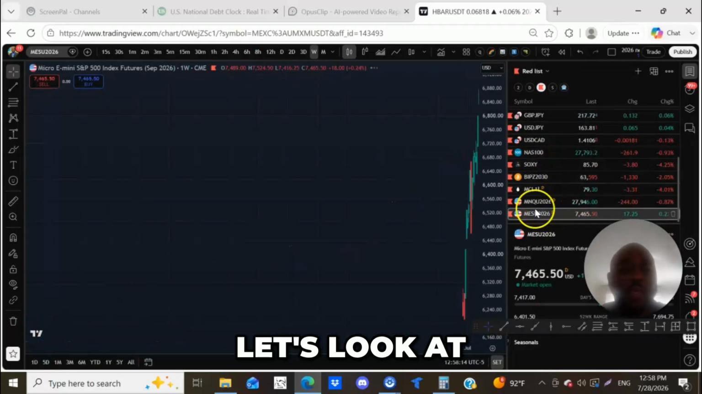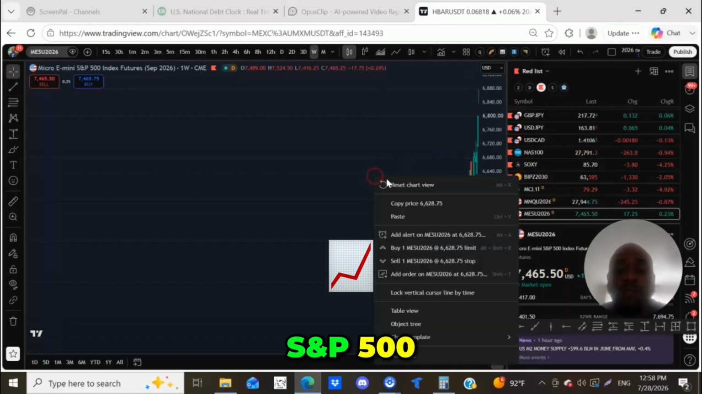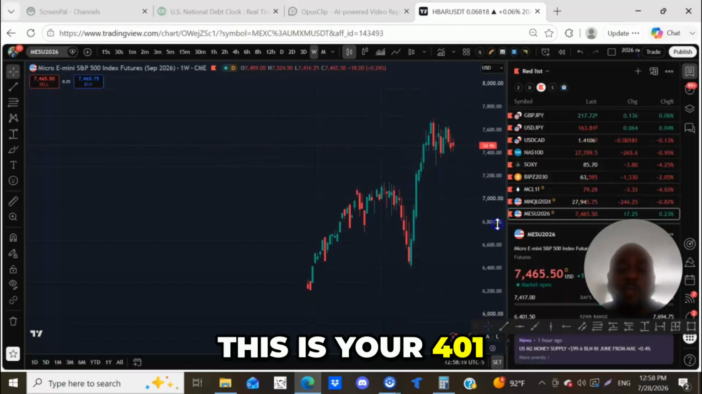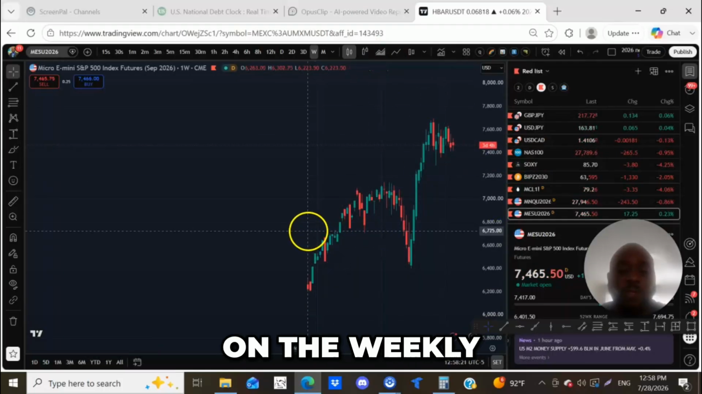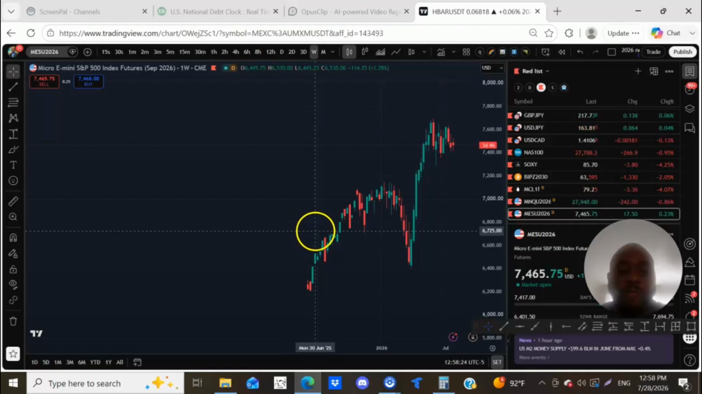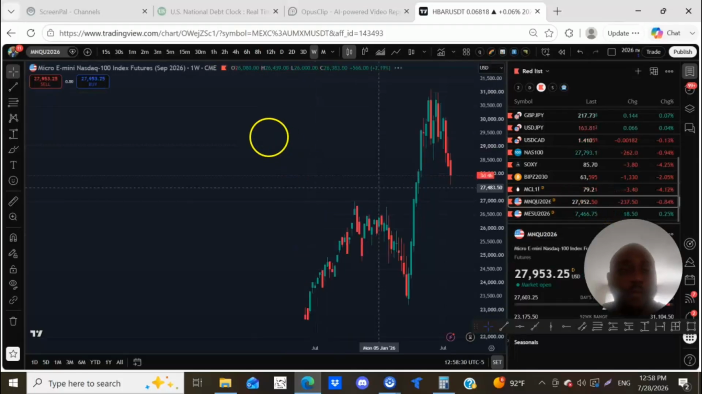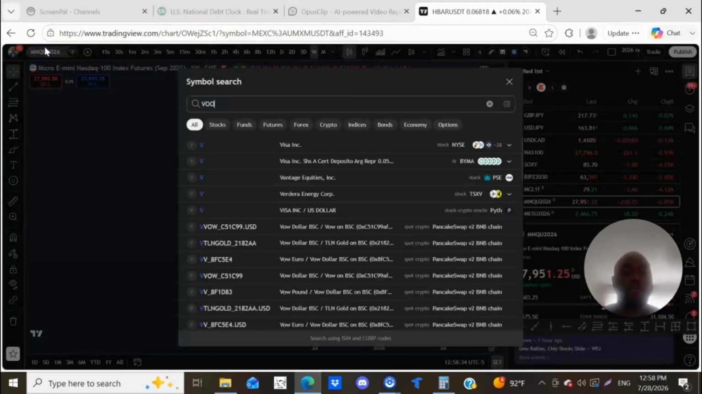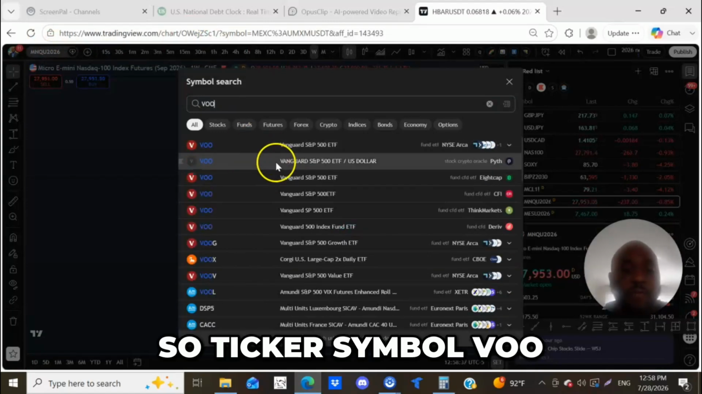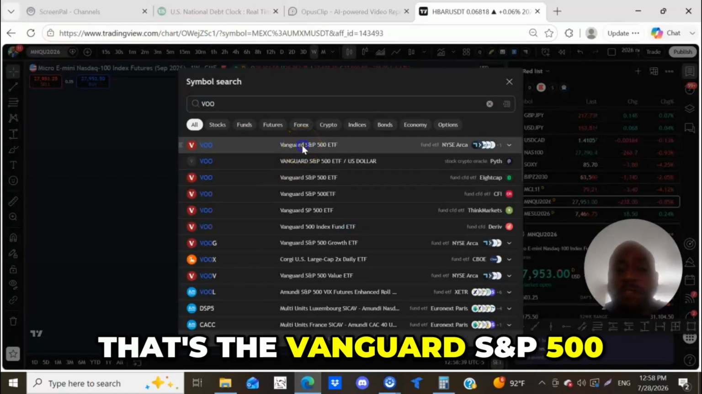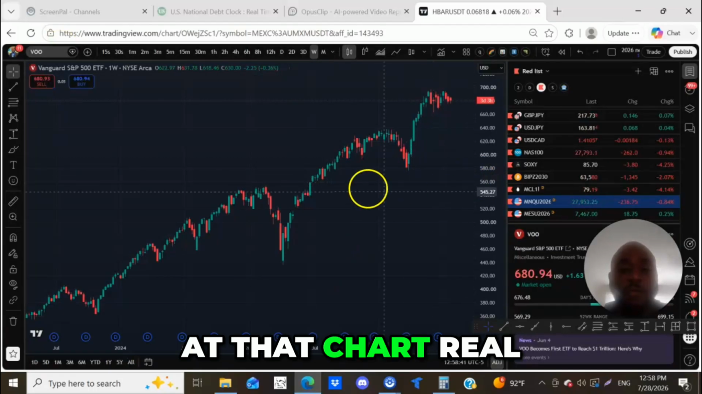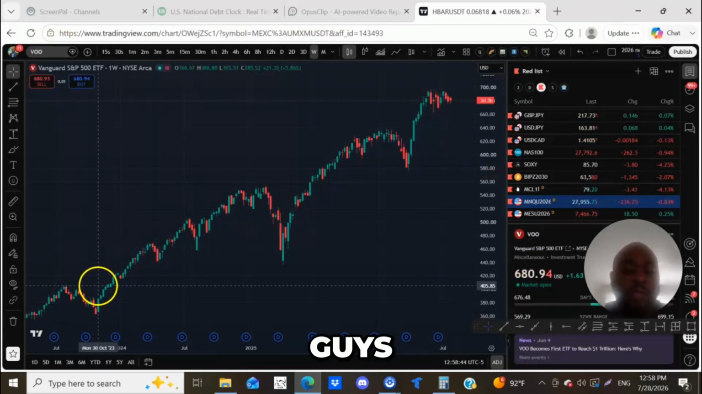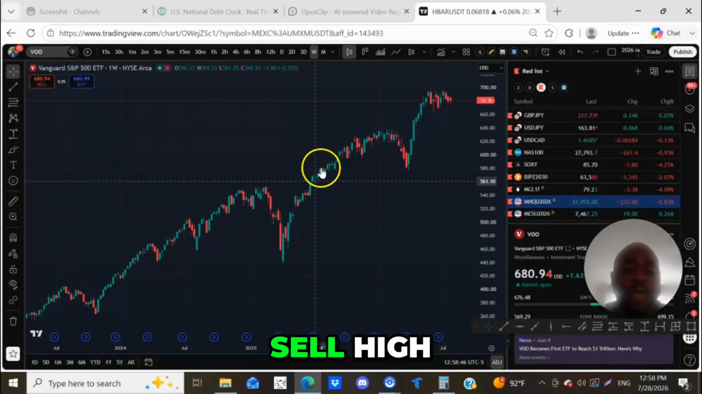Okay, let's look at the S&P 500, something everyone's familiar with. This is your 401k. We're looking at this on the weekly. Same there. Let's do this here. Ticker symbol VOO, that's the Vanguard S&P 500. Let's take a look at that chart real quick. And boom, same here, guys. So again, the name of the game is buy low, sell high, buy steady.